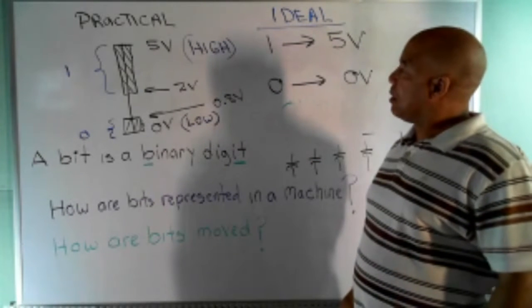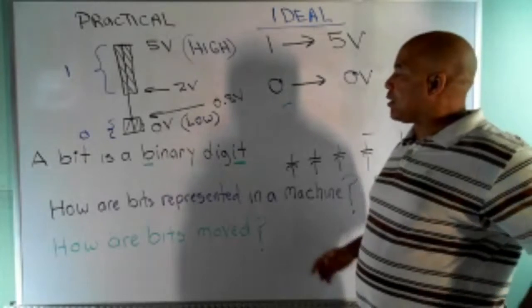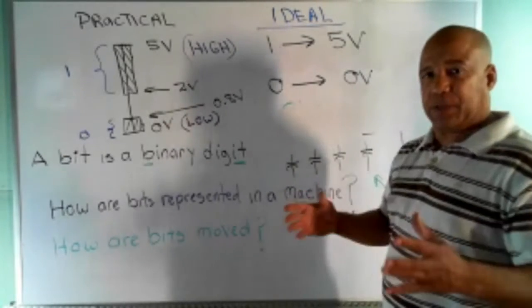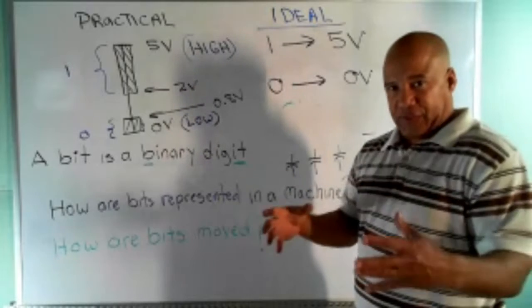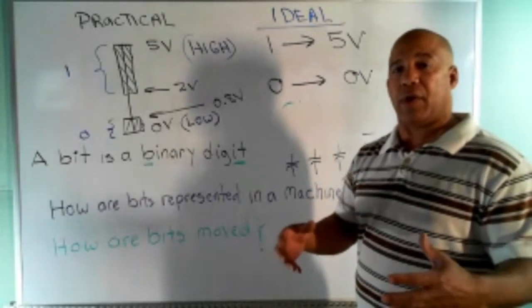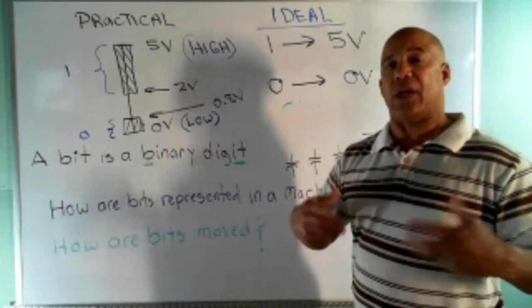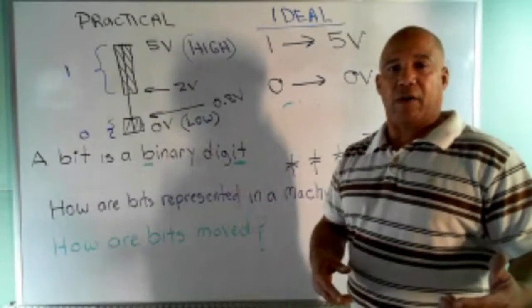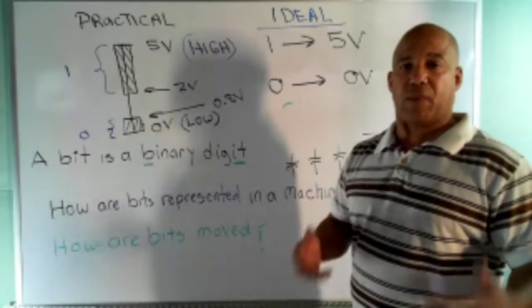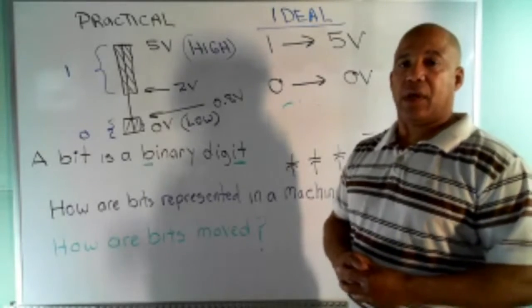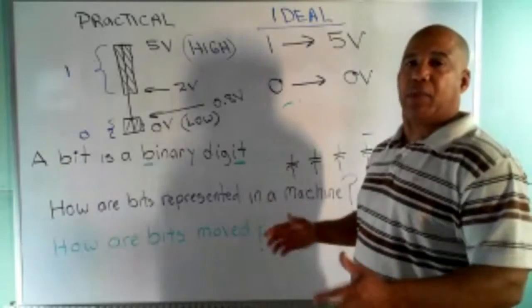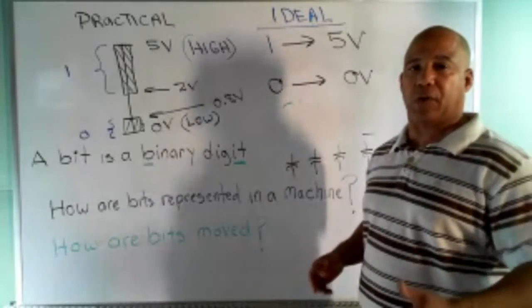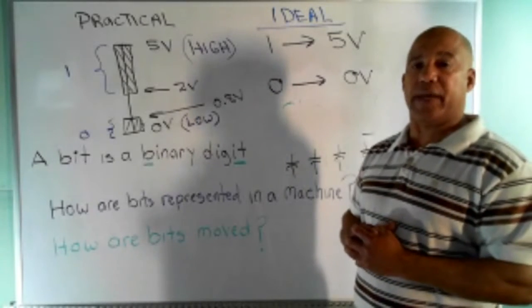Okay, so next question. This is how we represent the bit. We can have a bunch of these bits together, and the bits together represent either a code or a number, and that code or number represents information, maybe from an analog signal, maybe part of a color for a pixel on the screen. It represents some kind of information. But how are these bits moved around? How do we move a 1 or a 0 from one place to another, say in your cell phone or in a computer? How do we move bits?